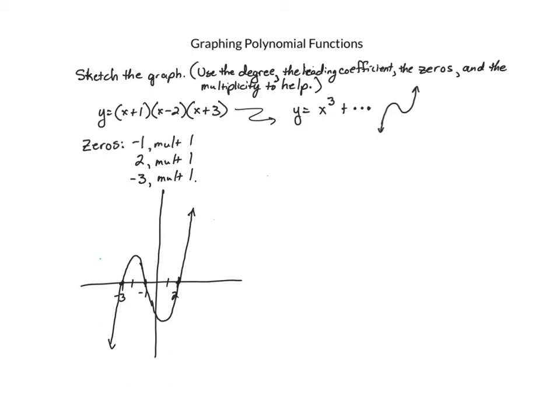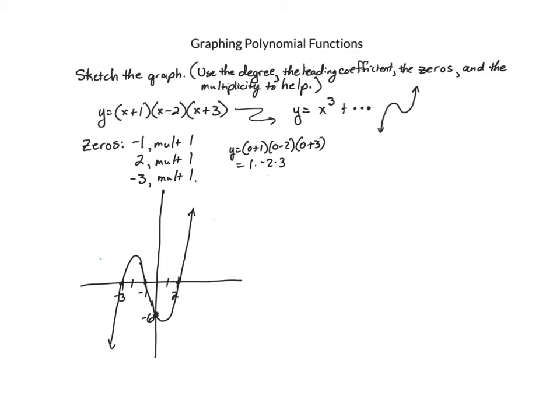I would also like to label this y-intercept right here. Since I don't have any scale on the y-axis at all, if x is 0, y would equal (0 plus 1) times (0 minus 2) times (0 plus 3). That is 1 times -2 times 3. That's -6. And it's done. I have my rough sketch complete.